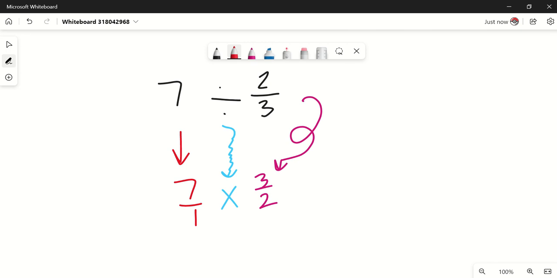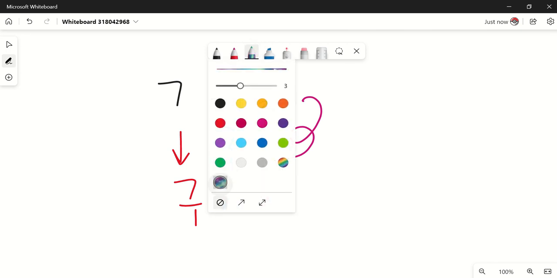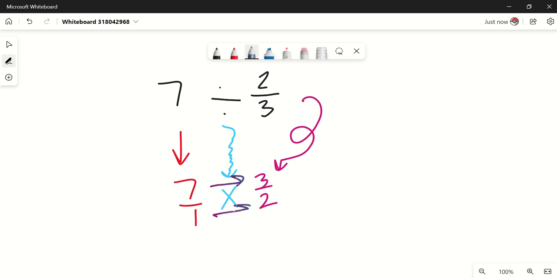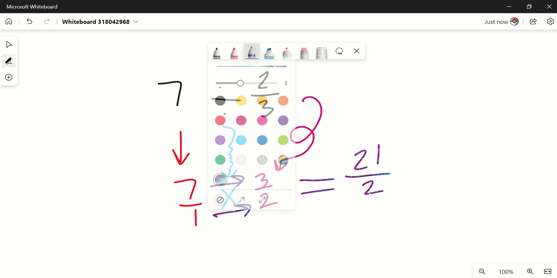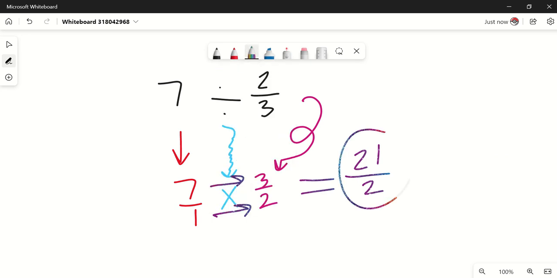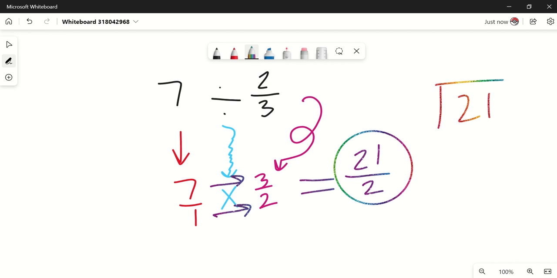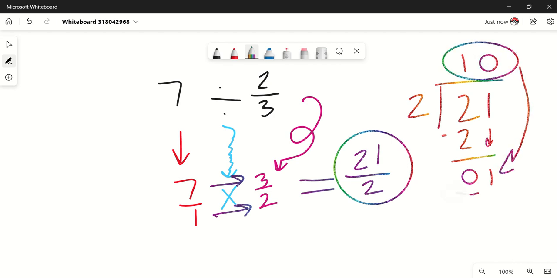I'm going to check for cross simplification. 1 and 3 have nothing in common. 2 and 7 have nothing in common. And I'm going to go ahead and multiply straight across. 7 times 3 will be 21. 1 times 2 will be 2. It does say in simplest form. Therefore, I must simplify this improper fraction. 21 divided by 2. That will go in 10 times. Bring down my 1. It will not go in to 1, so we're going to put a 0. And it will be 10 and 1/2.